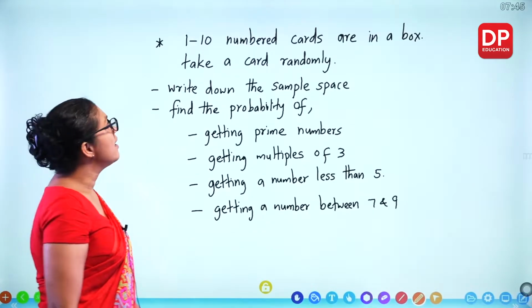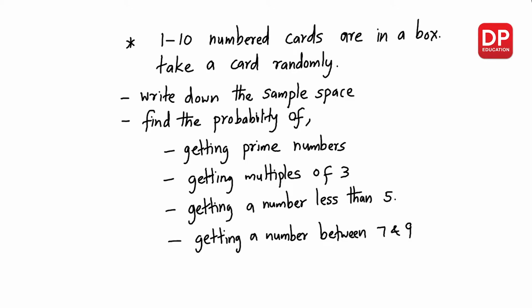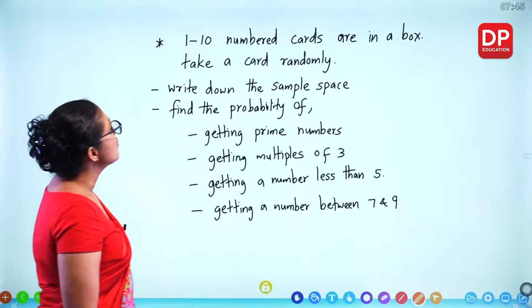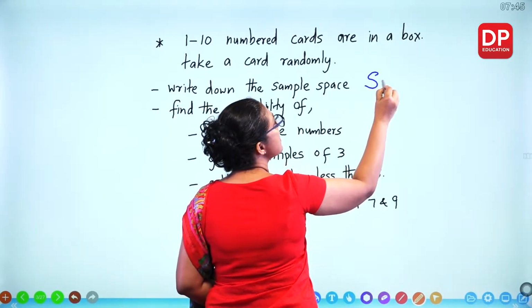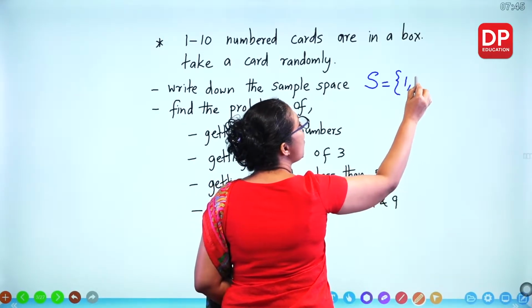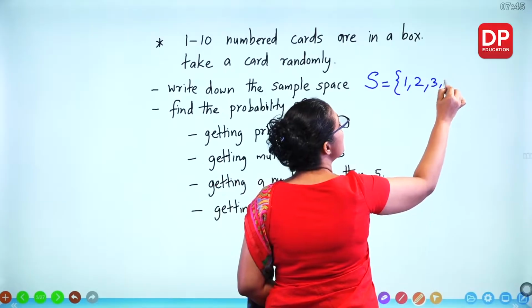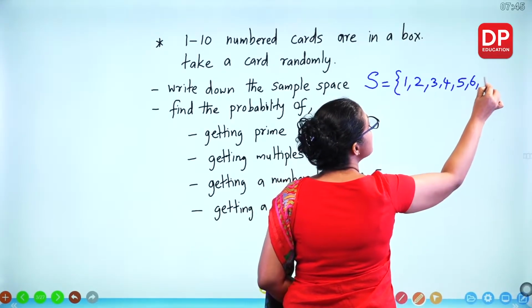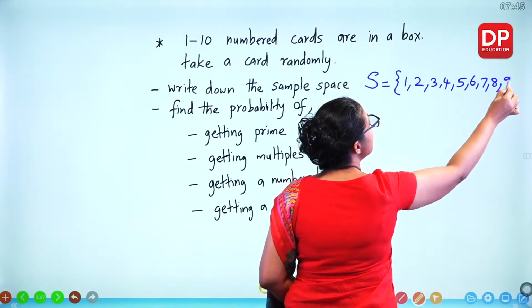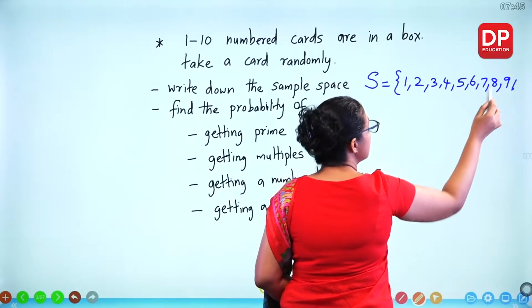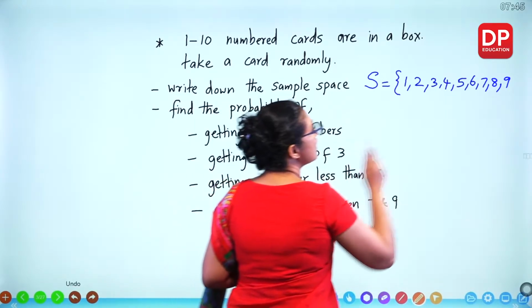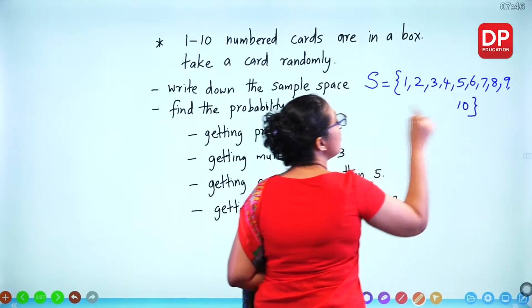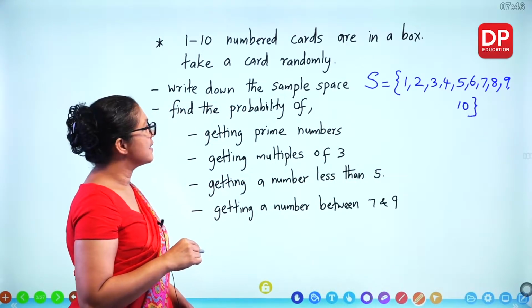We'll take another one. Cards numbered 1 to 10 are in a box. Take a card randomly. Write down the sample space. So there are 10 cards numbered 1 to 10. What's the sample space, capital S? You have to write all the numbers: 1, 2, 3, 4, 5, 6, 7, 8, 9 and 10.